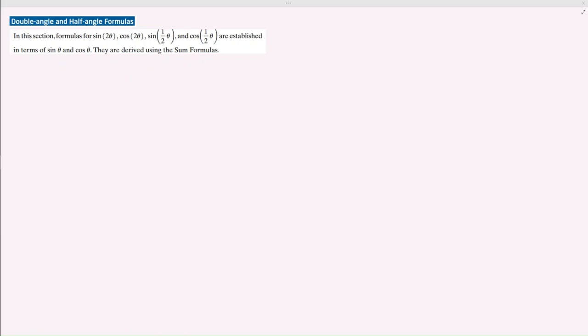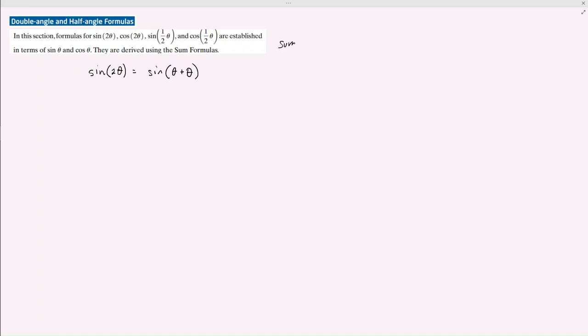Okay, class, this next lesson is devoted to the double angle and half angle formulas. We can see that the sine of 2 theta is called a double angle because it's twice some angle theta, but we could also write this as the sine of theta plus theta. So there's my 2 theta. And we've already developed a rule for the sum and difference formulas.